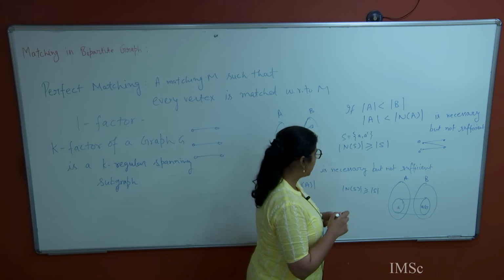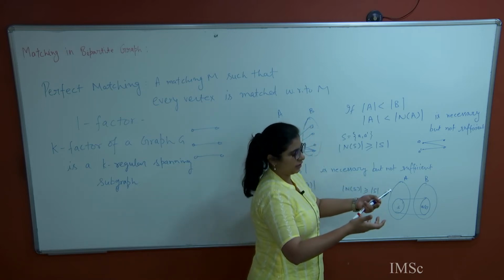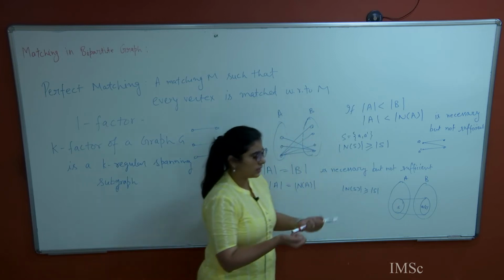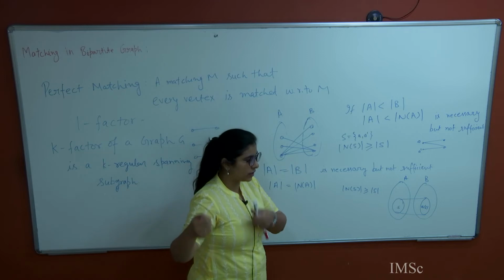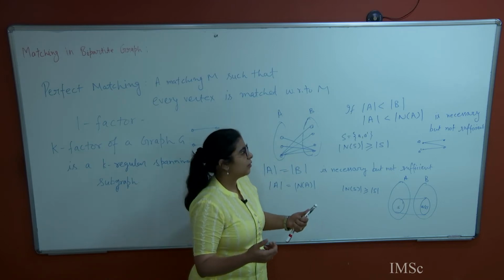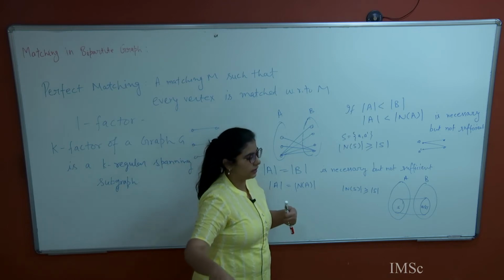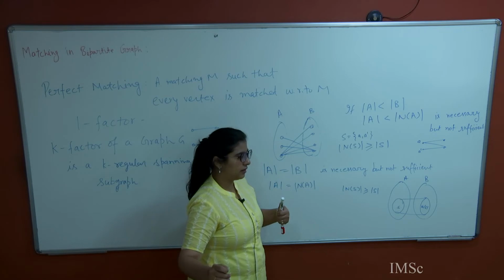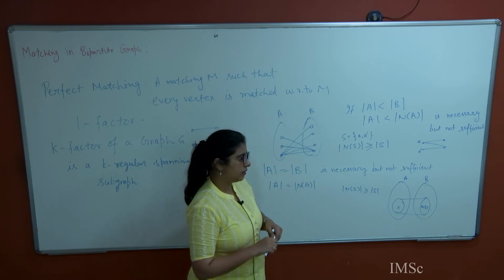Not sufficient means that if you have a condition, when is it sufficient? When you are saying that this condition holds, then can I say that the matching must exist? So, that is the sufficiency. Necessity is when we are saying that if we want a matching, then this must be there.